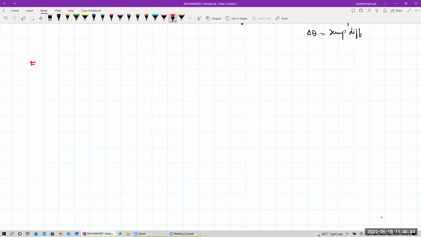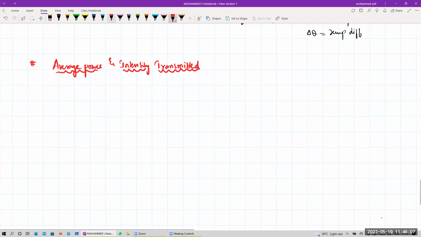Next, very important formula, beta: average power and intensity transmitted. So the P average formula is P average is equal to half into rho into area into wave velocity into omega square into A square. Here I am representing the area with S.